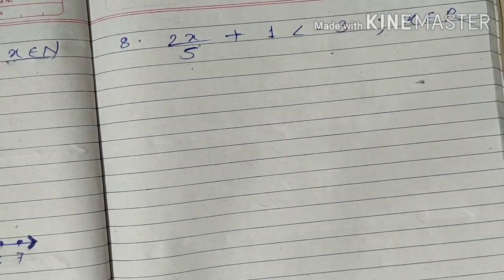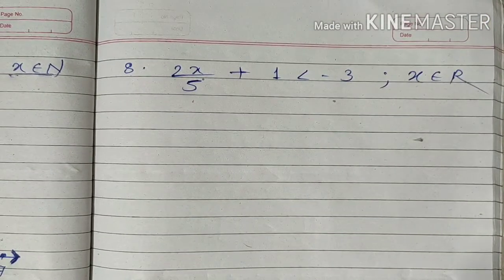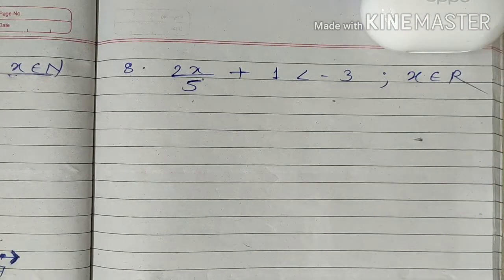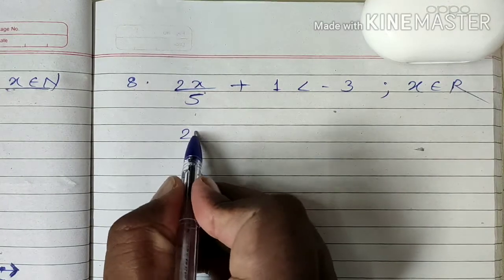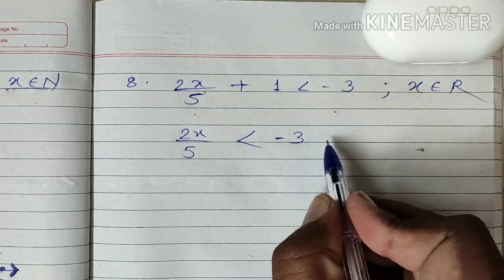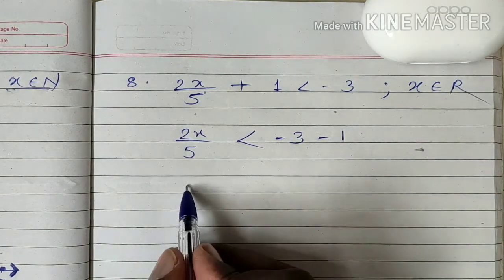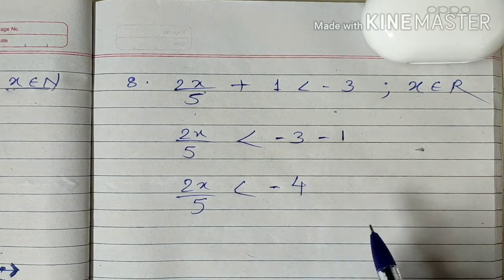Then next question. Question number 8 is here. See what the question number 8 is. 2x upon 5 plus 1 is less than minus 1. So plus 1 going that side will become minus 1. Minus 3 will remain the same, plus 1 shifting that side will become minus 1. So 2x upon 5 is less than minus 4. Correct.